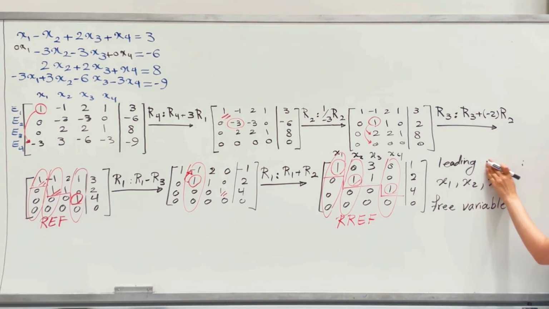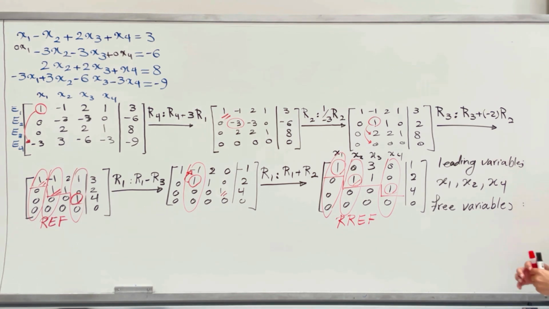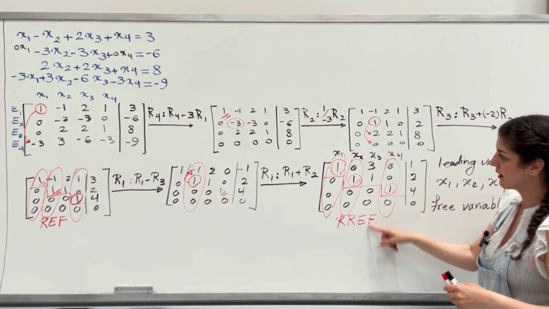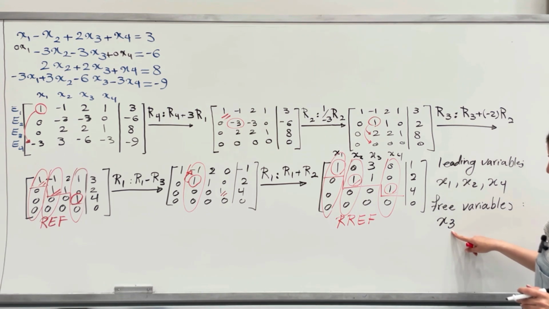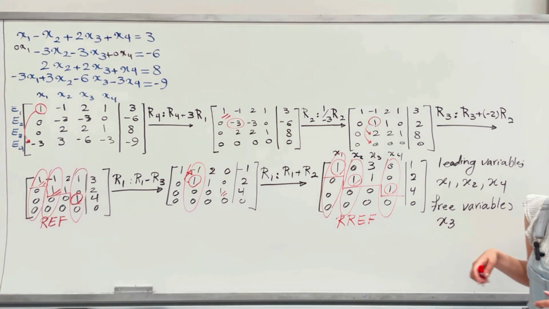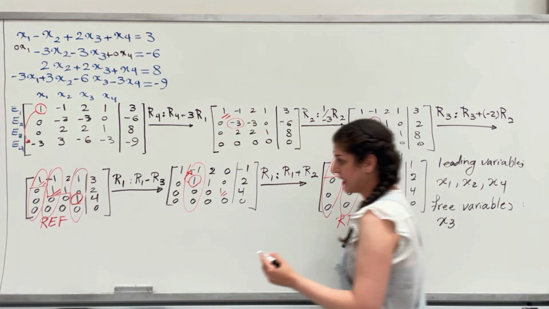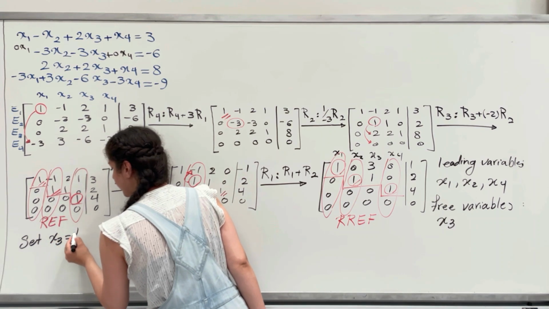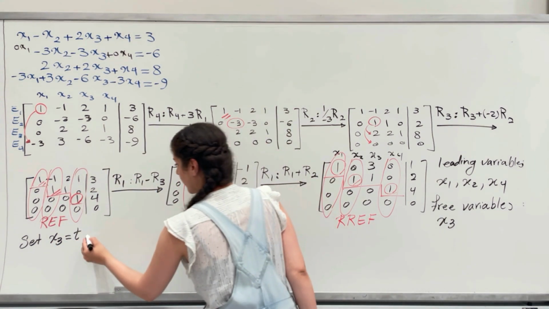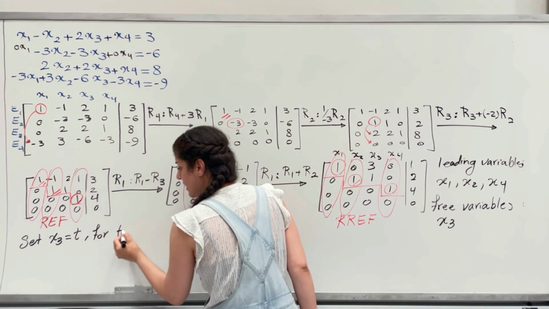Sorry, let me write it down. Free variables are the ones that are not leading variables. So here only x3 is going to be the free variable. Okay, so we know that we have to write the free variables as parameters, right? So set x3 to be some parameter, let's say t, and t can be any real number.